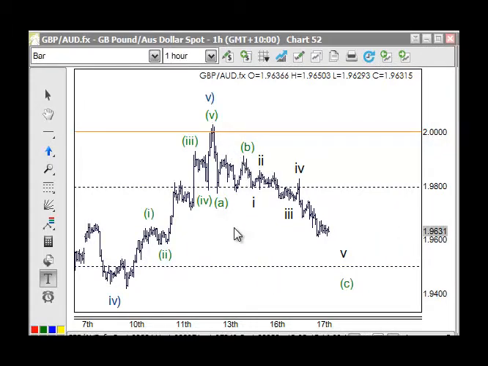I've put it in an ABC correction. Not sure why I've done that, because I just wanted to have a look at the reaction from this level first. So anyway, an A and a B and a C for the B wave here, and looking for the C wave down here in 5 waves. And yes, this in green here can be 1 and 2 and 3 and 4 and 5 here, and that's probably what's going to occur.